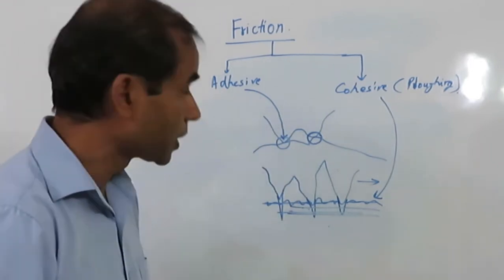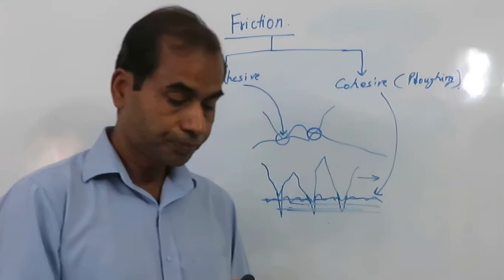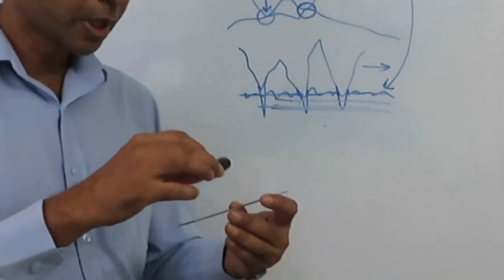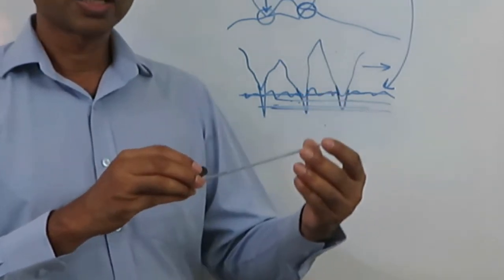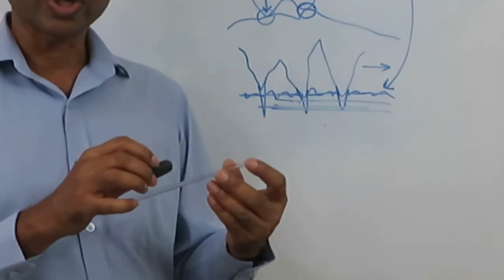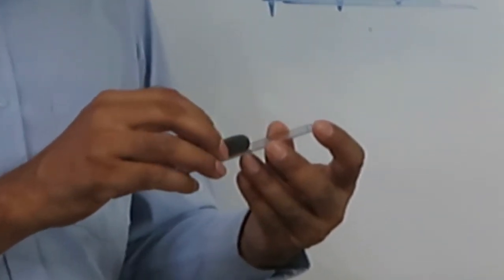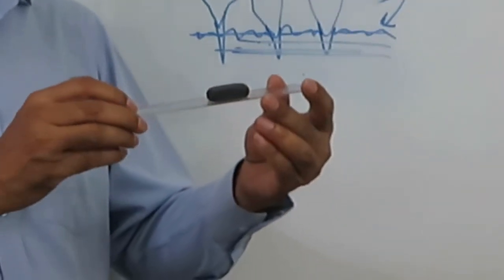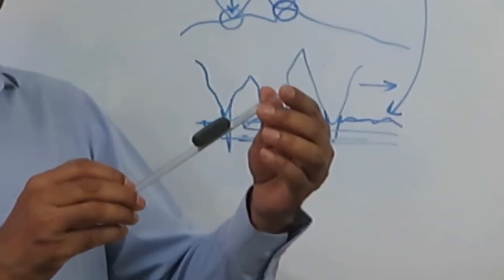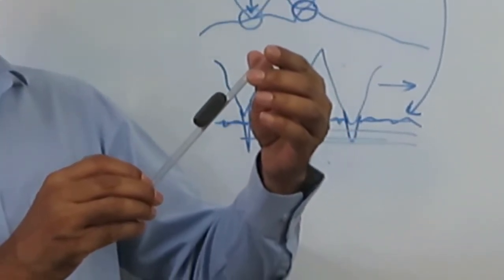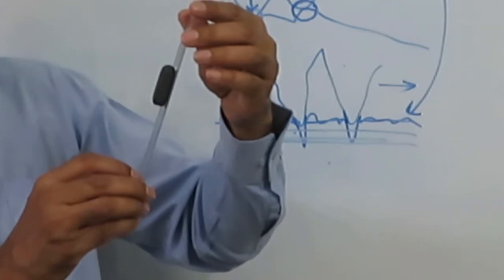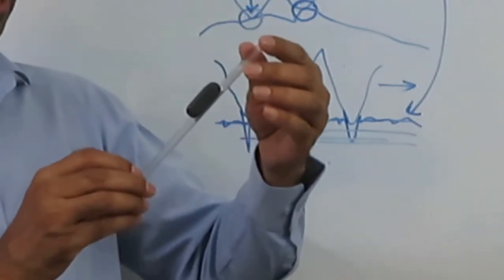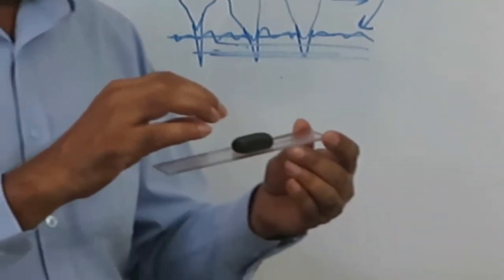Just one example of adhesion we can show you: for example, this rubber we keep on this ruler and it slides quite easily at some point. But now if I press this one a little bit harder, what will happen? It doesn't fall. Even up to this point, it hasn't fallen. Wow. That means the friction force is really, really high. In fact, this is the adhesion force.